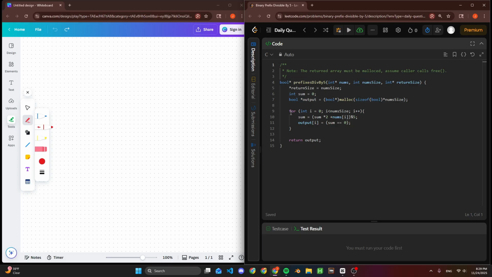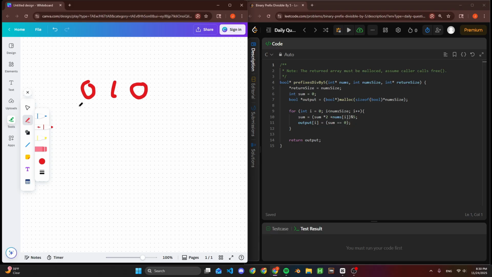For this solution, the math trick is that when you're going through the prefix, you're multiplying the number by 2 each time. So for example, let's say you want to get this number. The trick is you would do 0 times 2, because that's the initial, plus the current binary digit, which is 0. So then you get 0. That's how you read this one.